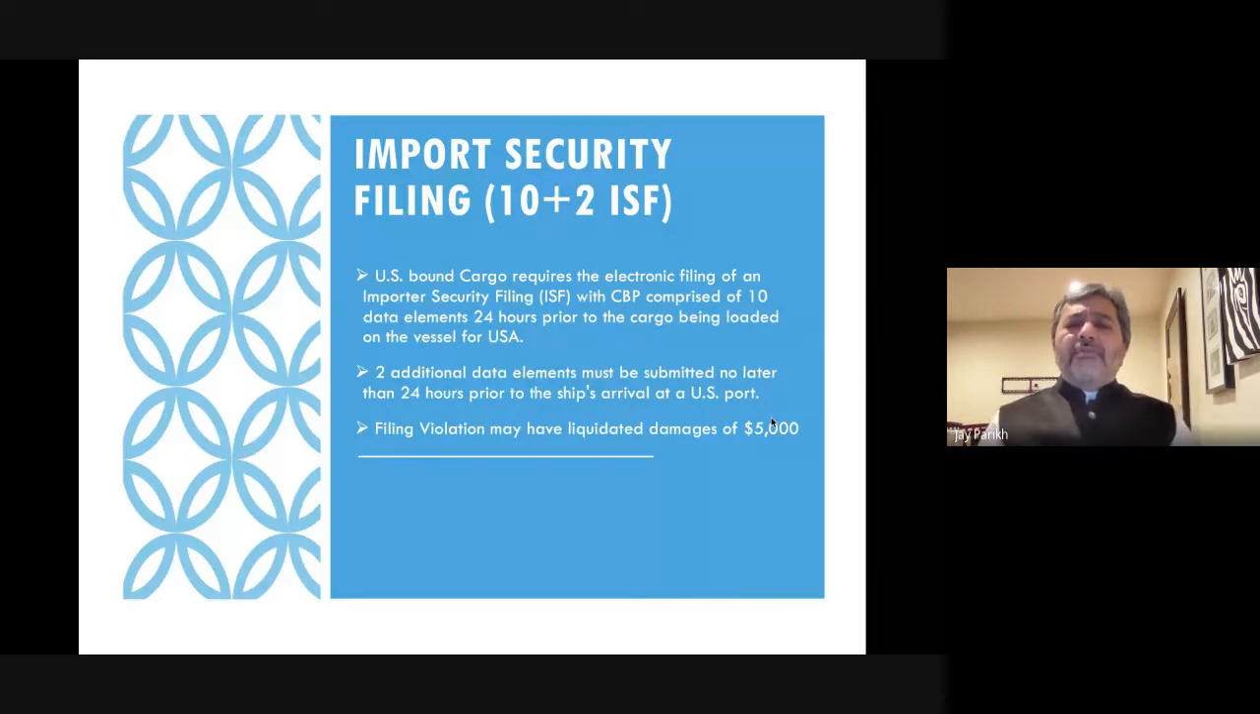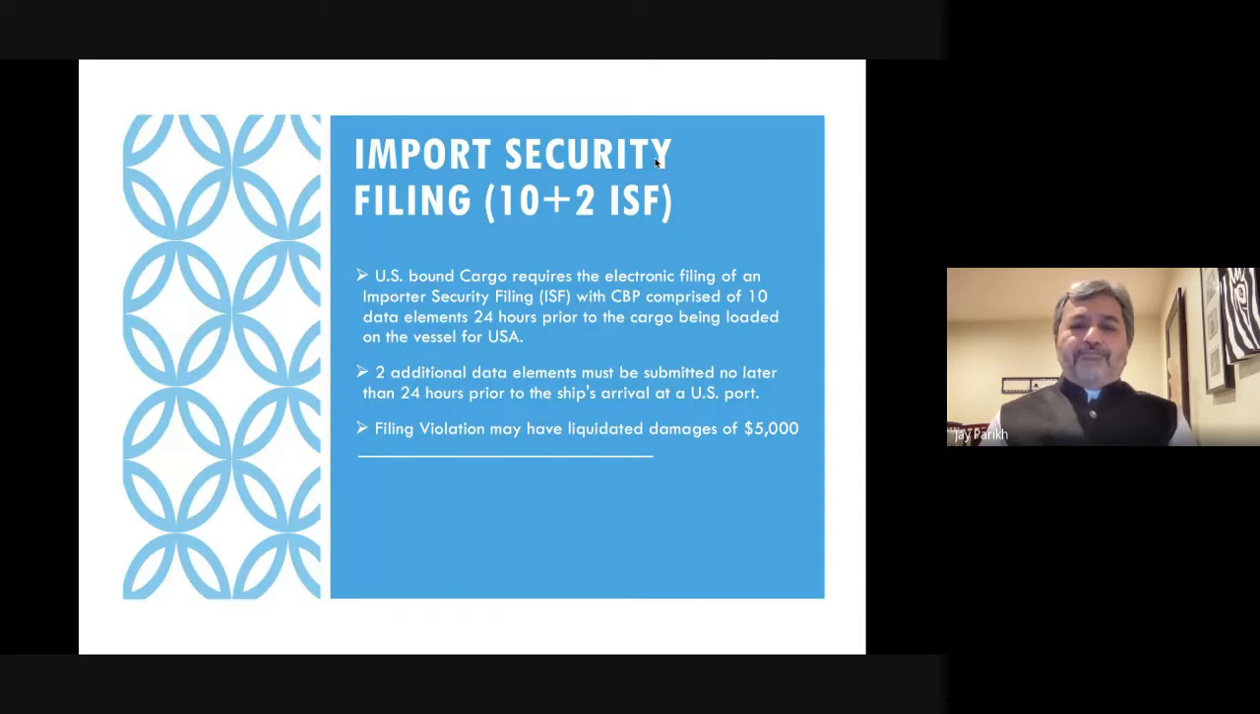But this 10 plus 2 is, there are 10 items which we have to submit 24 hours before the cargo is actually loaded on the vessel. And the 2 additional data elements are to be submitted no later than 24 hours before the arrival at any US port. If this is not met, it is considered to be a violation. And this violation can result in a penalty of $5,000, which is specified. But I have heard that people have been penalized more because they've done everything wrong.